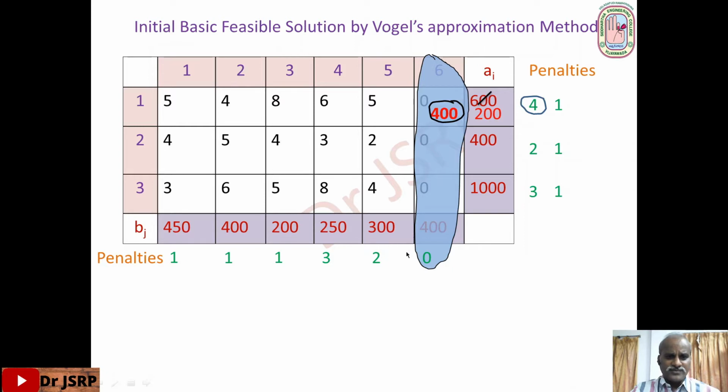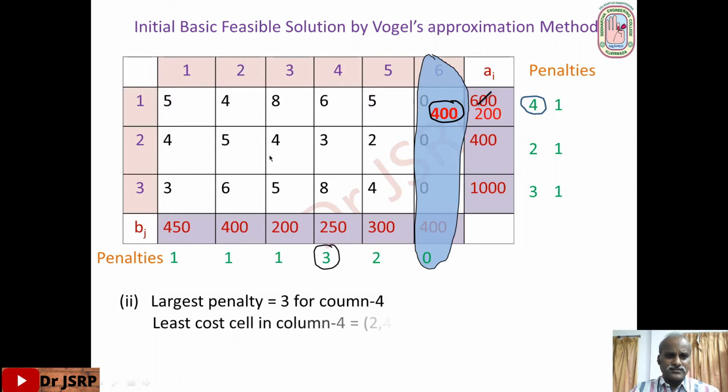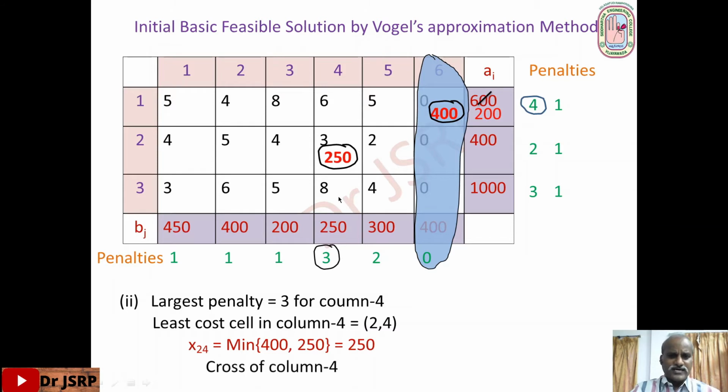These are the column penalties. Now identify the largest penalty. The largest penalty is 3 for column 4. In column 4, the least cost cell is the 24 cell. This is X24 equals the minimum of available 400 and 250. So the minimum is 250. Right here 250, and circle it. So observe here also the column constraint is satisfied. So cross off column 4.